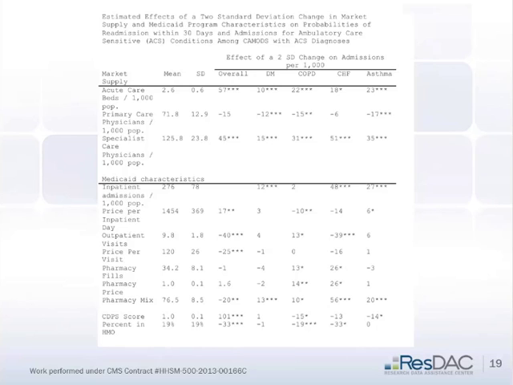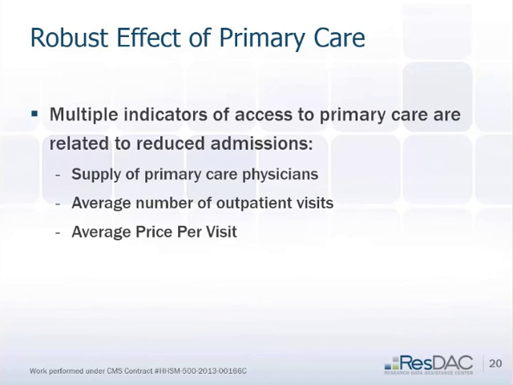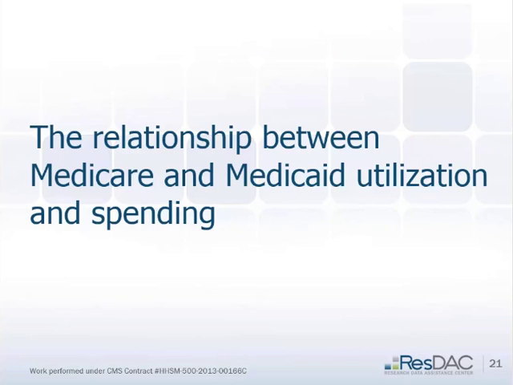And so that's our story on, is more better? We found in a few different predictors, supply of PCPs, the number of outpatient visits, and the price per visit were all related to reduced admissions. So this idea that you could provide more robust primary care could offset some inpatient admissions. So that's where we looked at variations in Medicaid. Our research questions were, what's driving it? It seems to be, again, a big story about volume, although there is some price effect as well. And is more better? Maybe a little bit of evidence for that.